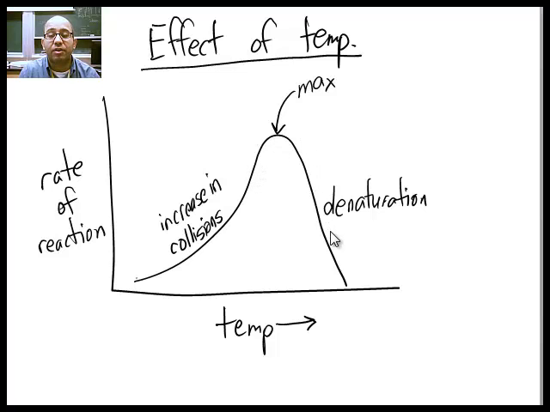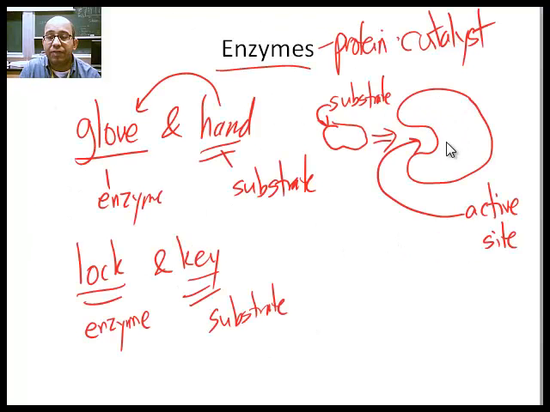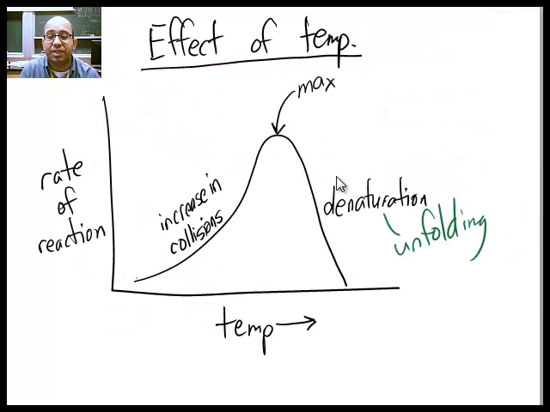And then after that, the protein starts denaturing, meaning unfolding. And when the protein starts unfolding, it can't do the action. So think about in the previous picture and on the previous slide, where if this protein isn't folded correctly and the active site isn't just right, that substrate won't fit in there. And that happens when you increase the temperature too much. It causes denaturation or unfolding of the protein.